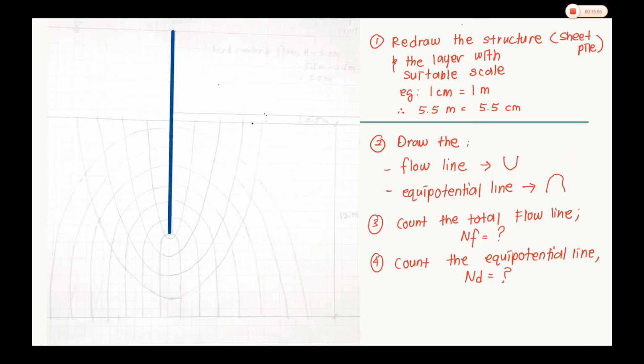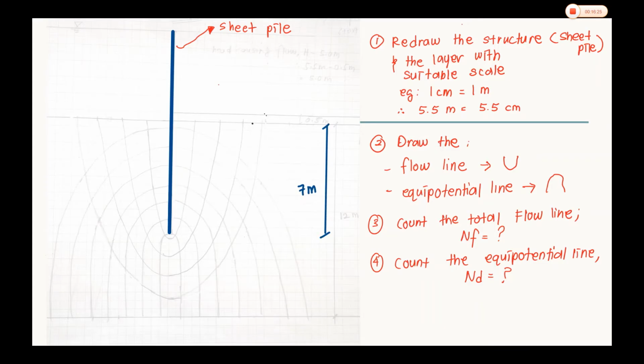Okay, we start with the sheet pile. You draw the sheet pile exactly as in the question, and put the sheet pile in the middle. Draw it in the middle first. If you use A4 paper, use landscape orientation. Then you put the sheet pile in the middle. It is the same if you use graph paper. Okay, alright, that is the sheet pile, and then follow the measurements.